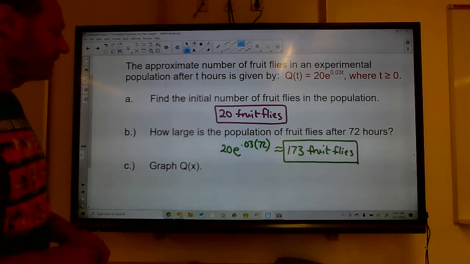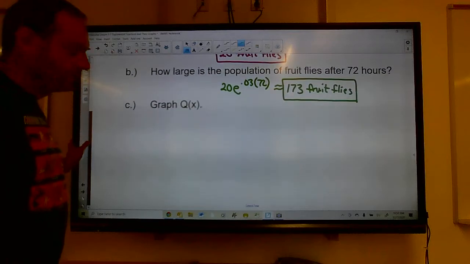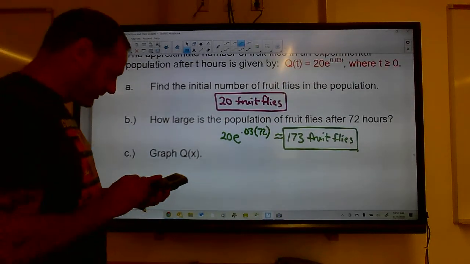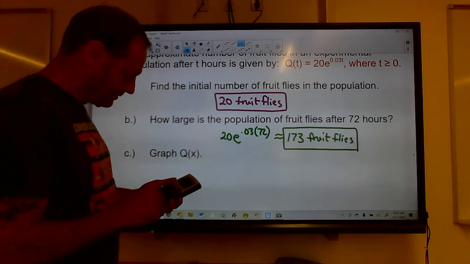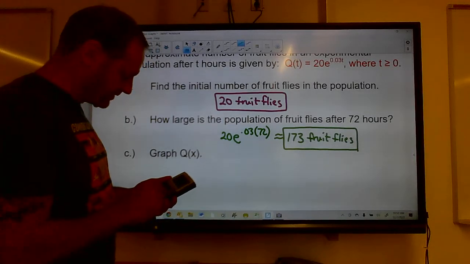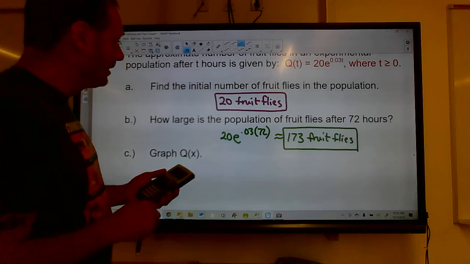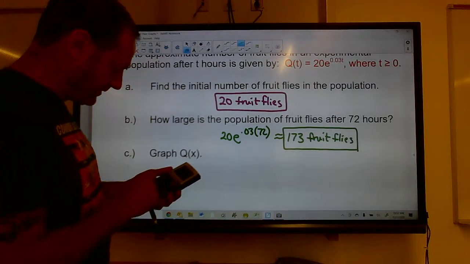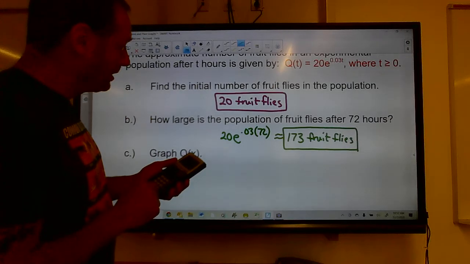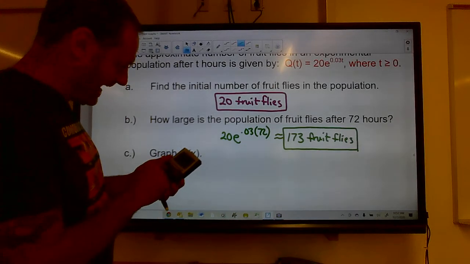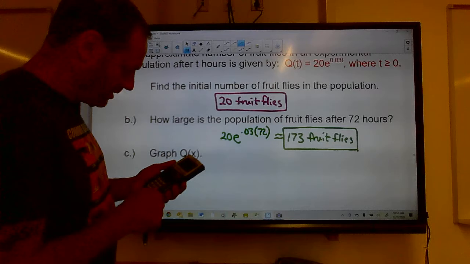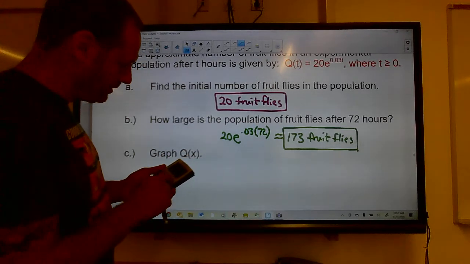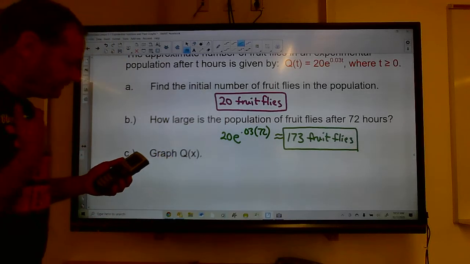Okay, you can graph this on your graphing calculator. So if I was going to do that, I just go y equals. Make sure if there's any equations in there that you clear them out first. And then I'd put in the first equation, 20 times e to the 0.03 x power, and hit enter. And then check your window and hit graph.